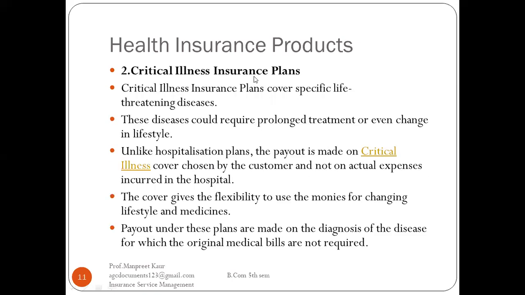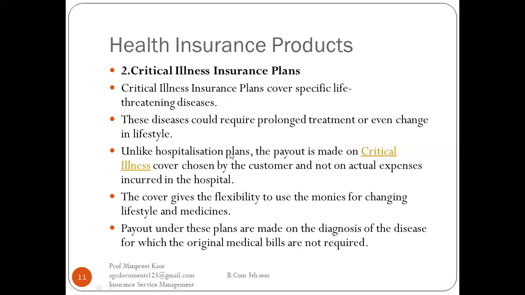The next point is the critical illness insurance plan. A critical illness plan covers specific life-threatening diseases. From the words critical illness insurance, we determine that it includes any threatening or dangerous disease suffered by an individual, and the policyholder is covered for these specific life-threatening diseases. These diseases could require prolonged treatment or even a change in lifestyle. Whenever a person is suffering from such a disease, they are treated over a period of time, say after a week or after a month, and for that treatment there must be a change in their lifestyle too.